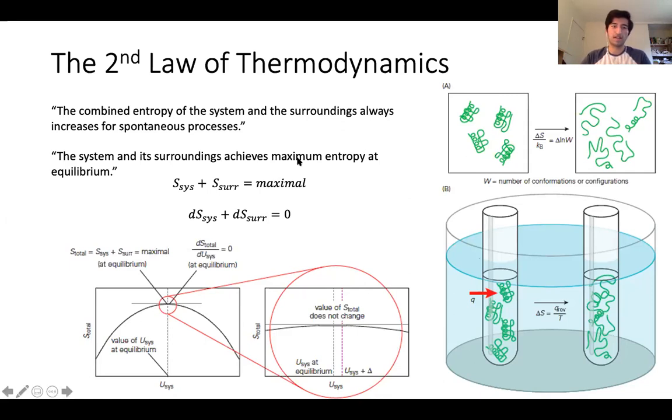Now to tackle that in a little bit more rigorous way, these two quotes are both from the textbook, and these are just different expressions for what the second law of thermodynamics says. So the first one is that the combined entropy of the system and the surroundings always increases for spontaneous processes. And this is in line with our intuition. If we're increasing the entropy, then the process should be spontaneous. And additionally, the system and its surroundings achieve maximum entropy at equilibrium.